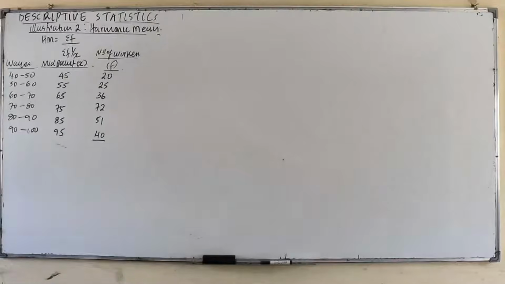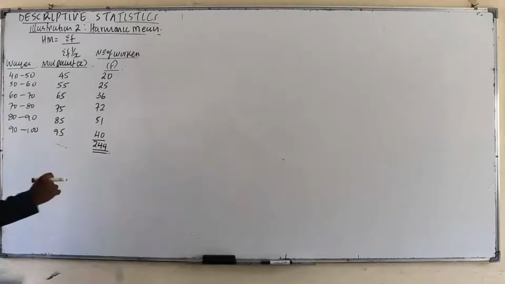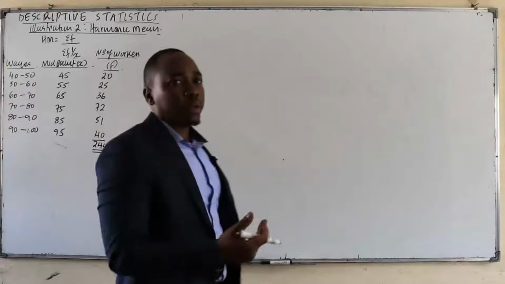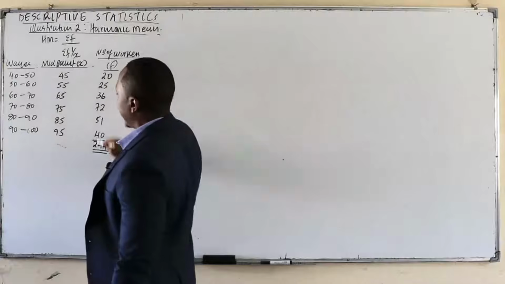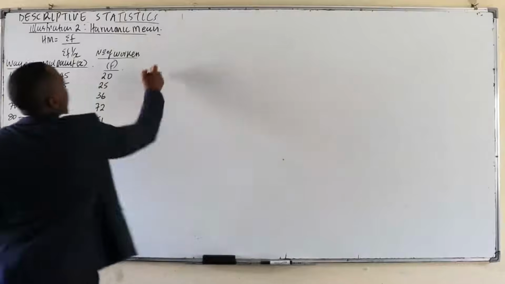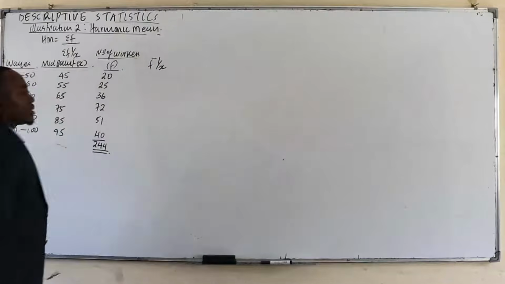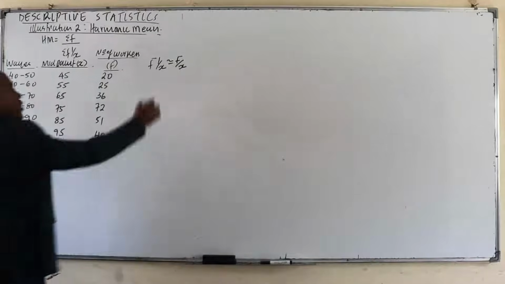Now, give me the total number of workers. This company has how many workers? You get 244. I told you the important thing, first of all, read what is required. Now, if we need the harmonic mean, do you know the formula of the harmonic mean? First of all, write the formula. This is the formula for harmonic mean. We need the summation of frequency. We already have that. We also need the summation of frequency times 1 over x. So we need to compute f times 1 over x, which is equivalent to f over x. As simple as that.